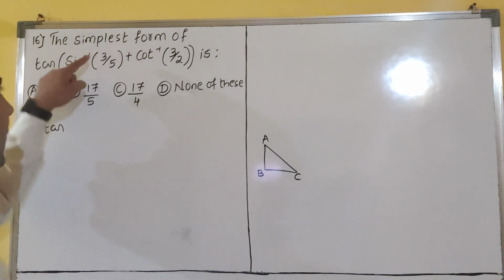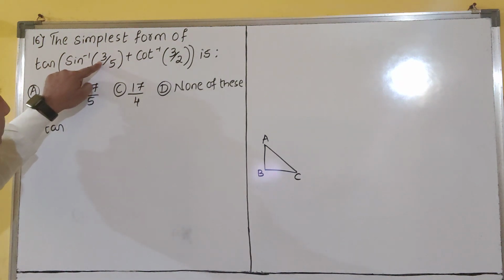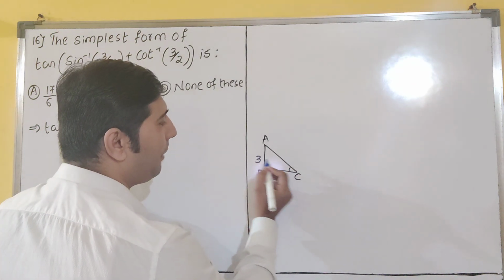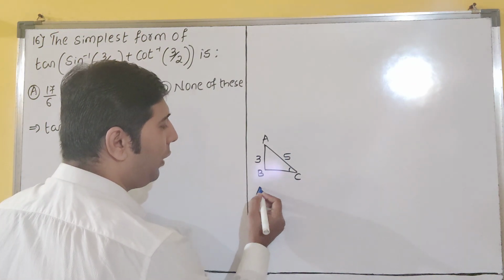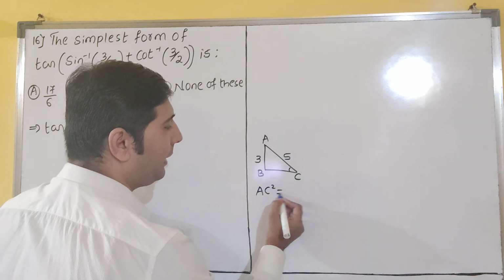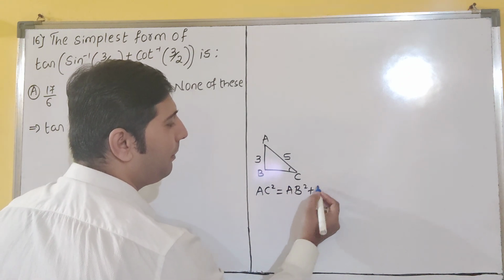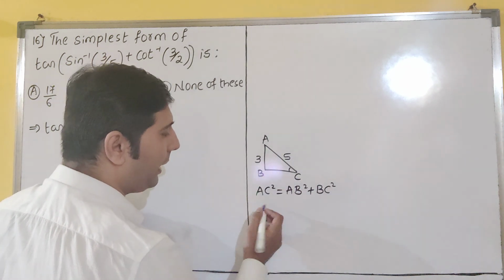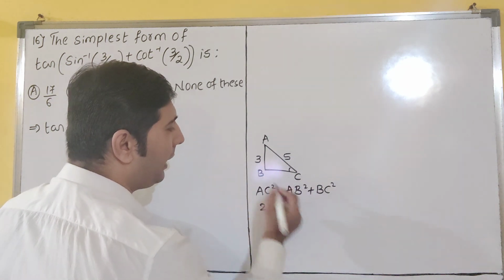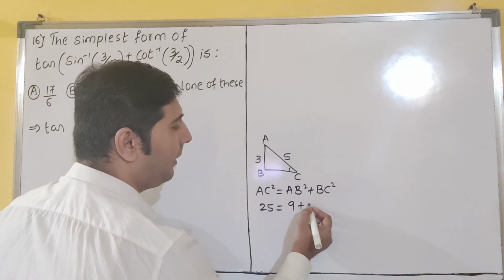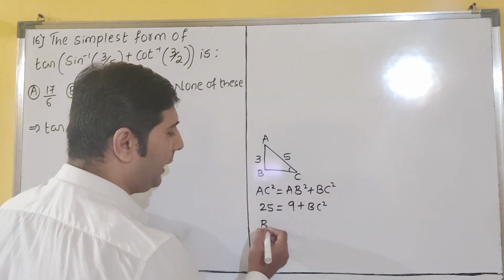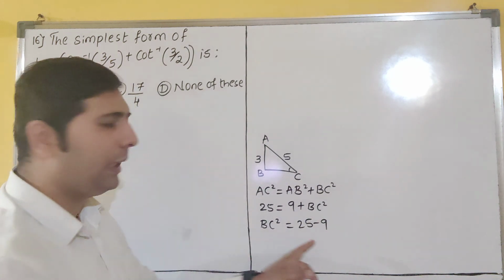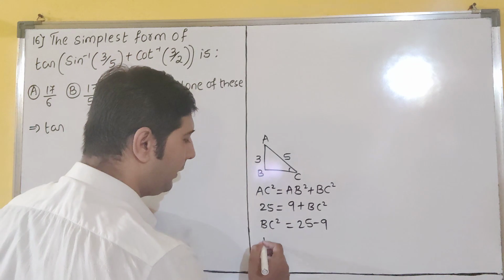So sin inverse 3 by 5. Sin I will write opposite by hypotenuse. Opposite is how much? Here I will take the angle. This is opposite and hypotenuse this. So now I will write AC square is equal to AB square plus BC square. Just we have written formula, you know. AC square means 5 square is 25. AB square is how much? 3 square is 9. BC square will become how much? You see here, 25 minus 9. Plus 9 you take this side, it will become minus 9, dear students.